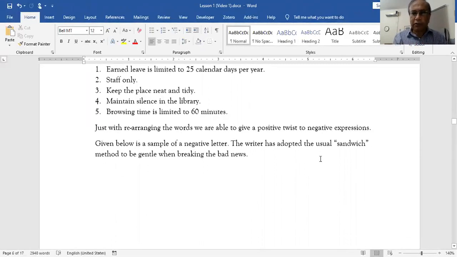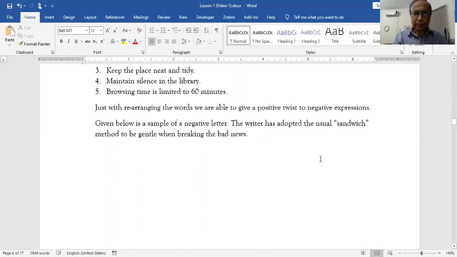The writer, you will see, has adopted the usual sandwich method for this letter, because the letter writer wants to be gentle when breaking the bad news. Let's see.